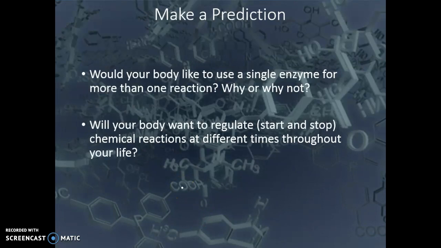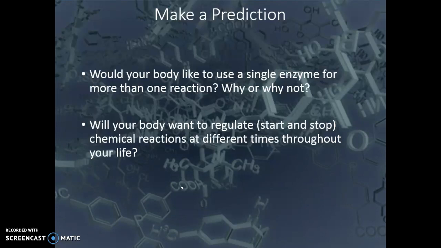Do you think it would be easier or more likely for your body to use one enzyme for a reaction more than once? Meaning, are we going to use the same enzyme over and over again, or are we going to use a new enzyme every time we need to run that reaction? In addition to that, do you think it's important for your body to be able to start and stop chemical reactions at certain times throughout your life? Or are things just going to go all willy-nilly and be able to happen at unpredictable rates? Well, as I'm sure you guessed, your body definitely wants to regulate things like that.